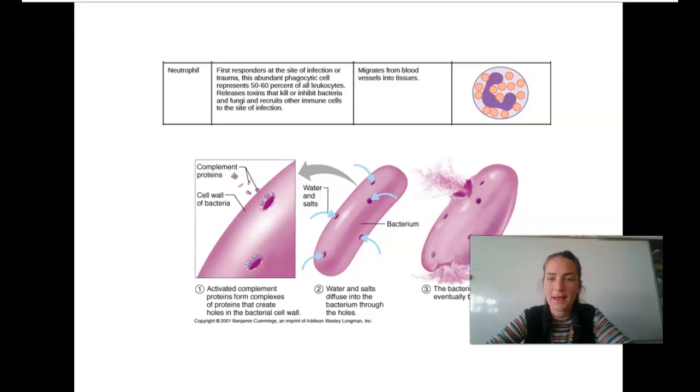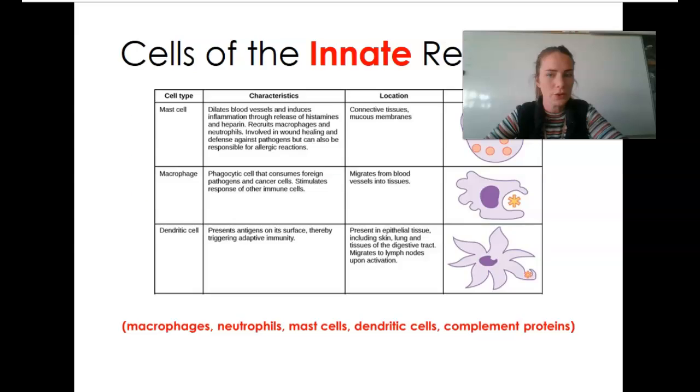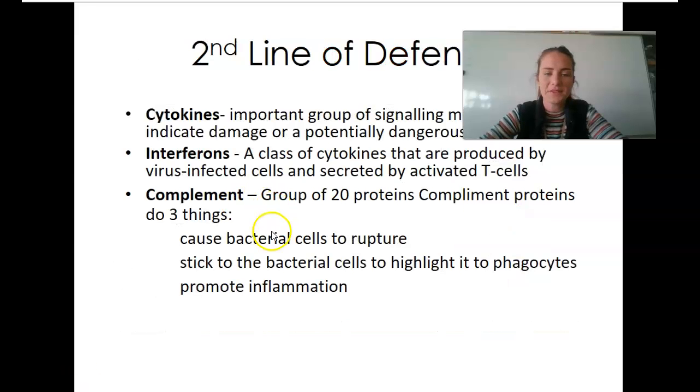And then the last one out of that set of 5 that you've been asked to have details for are our complement proteins. Although not cells themselves, what you want to know is that there are 20 kinds of complement proteins, and they do 3 things. They can cause bacterial cells to rupture, so they are effective against bacterial invasion. Some elements are effective against both viruses and bacteria, and some are only effective against one or the other. This is one that will only work on a bacterial invasion. So they can cause bacteria cells to rupture.